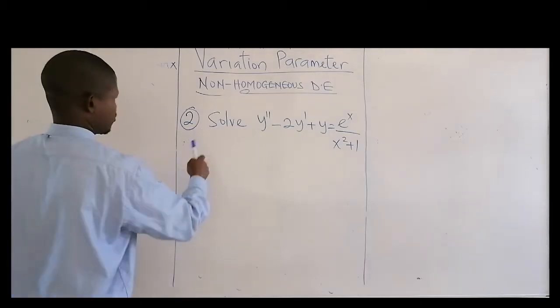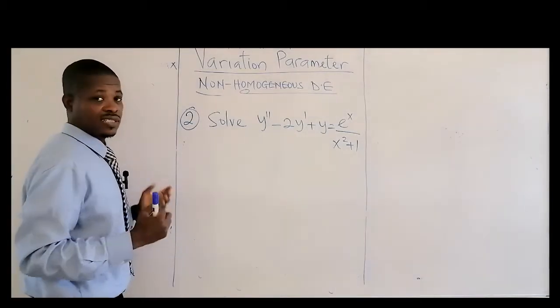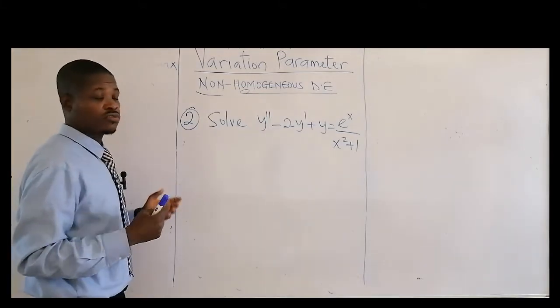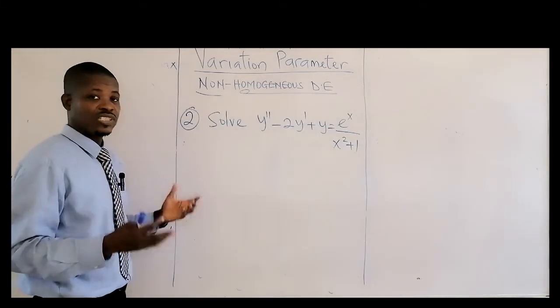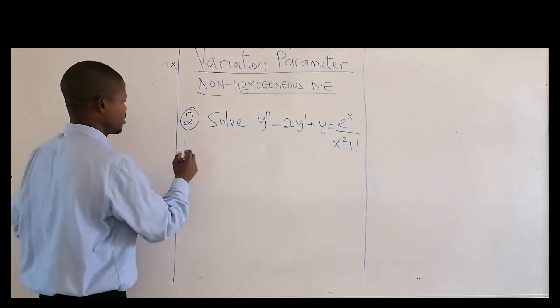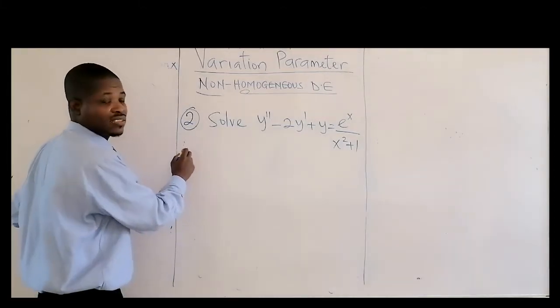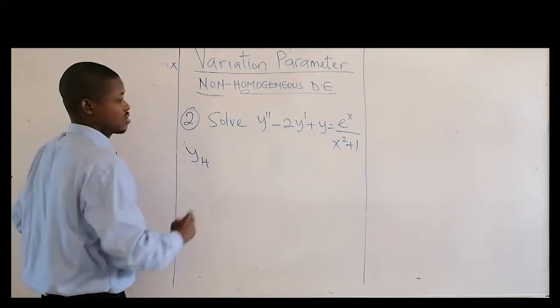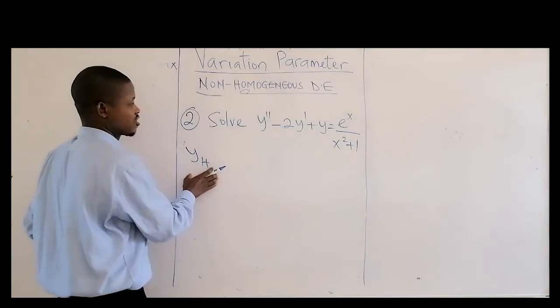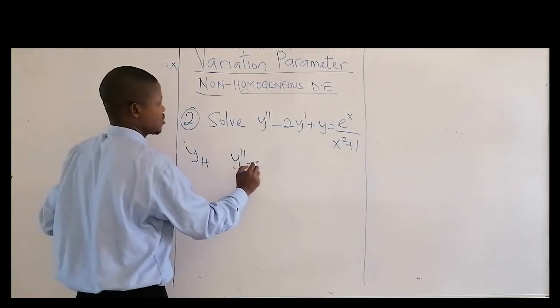We have the next question, question 2. Solve this one. This second ordinary differential equation is non-homogeneous, and we are using variation of parameters as a method. So the first thing to do without wasting our time is to get the homogeneous part, the yh, and for us to get the yh, the differential equation will be equal to 0.